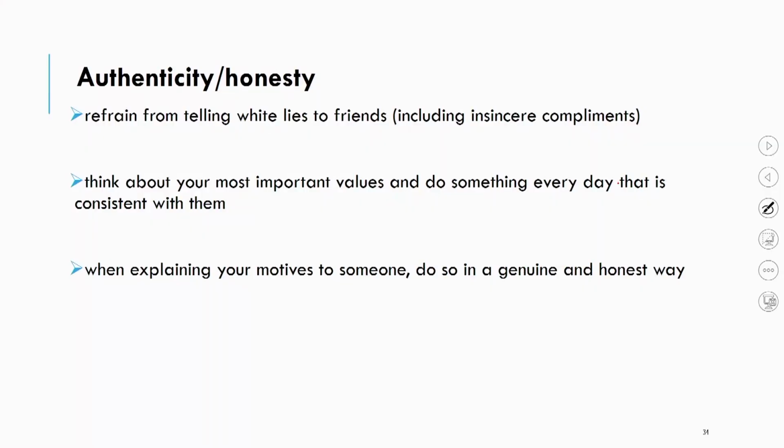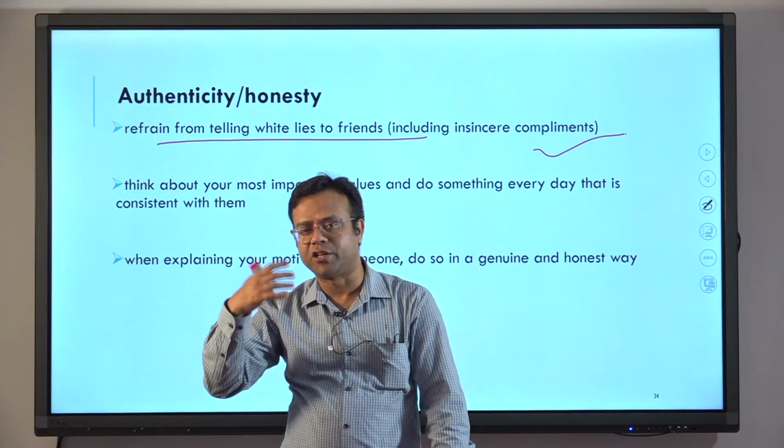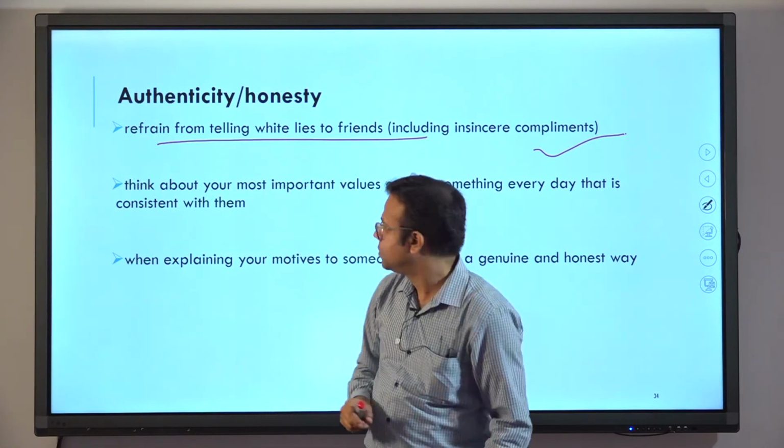For example, authenticity and honesty. Say one of your strengths is authenticity or honesty. How can I use it more in day-to-day life so that you enhance it? For example, to increase that, you can refrain from telling white lies to friends. So to increase authenticity, try to avoid telling lies as much as possible. That will increase your sense of authenticity and honesty. Show it more and more if you have that strength. Even if the situation is very compelling, try to refrain from telling lies.